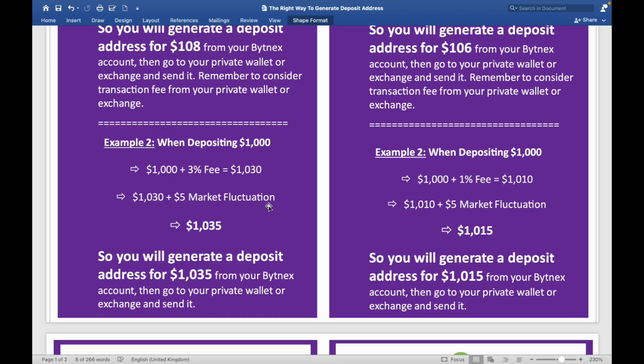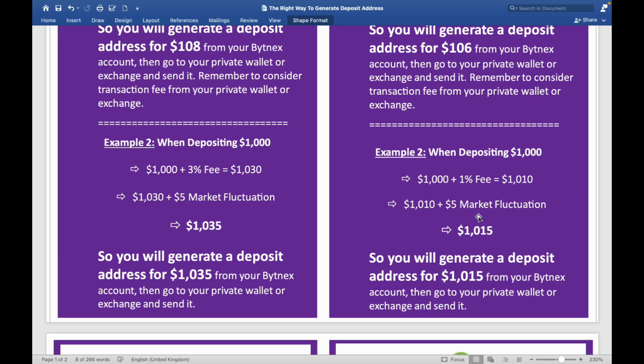Okay, now on my right hand side here, example 2 for people depositing Bitcoin Cash, you will notice that you will add an extra 1% fee, which is going to be $1,010, and then the market fluctuation fee that you need to add extra will be $5. So altogether you will send $1,015. Okay, so remember to generate the address for that.